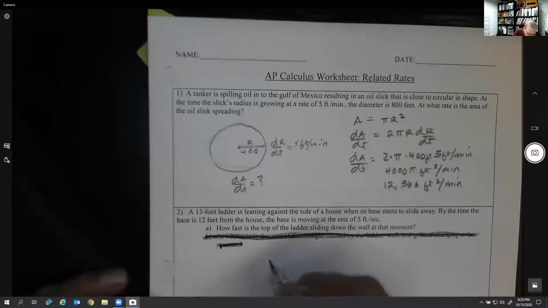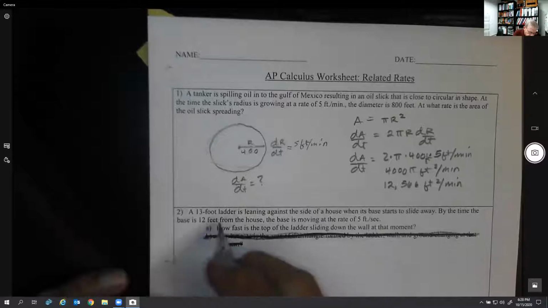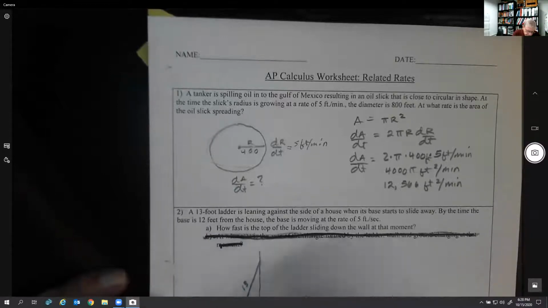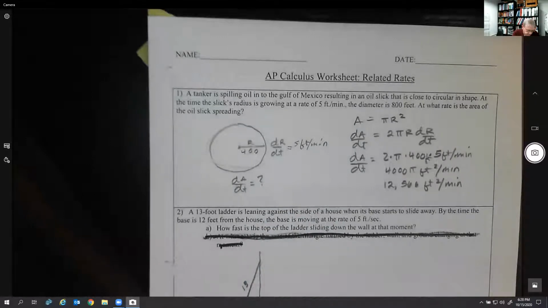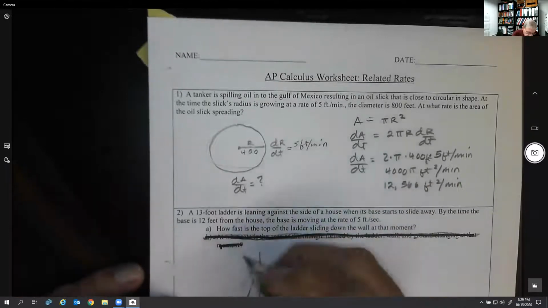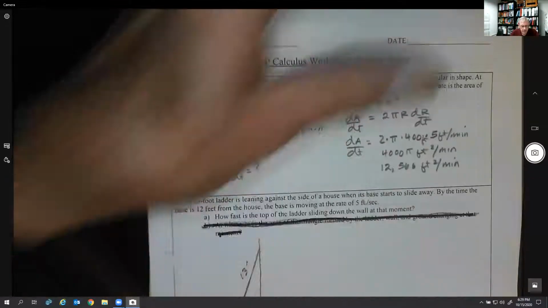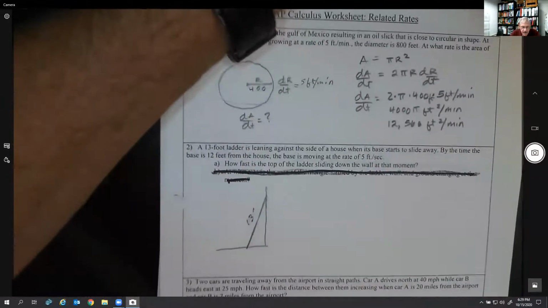So let's draw a little picture here. Okay, and here's our ladder, and it's against the house. Let's draw this a little taller. And it's right here. Okay, how long is this ladder? This ladder is 13 foot. Let me erase this a little bit. This is 13 feet. Let me move this down a little bit so you can see it better.